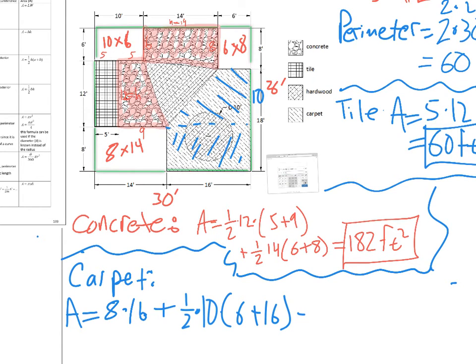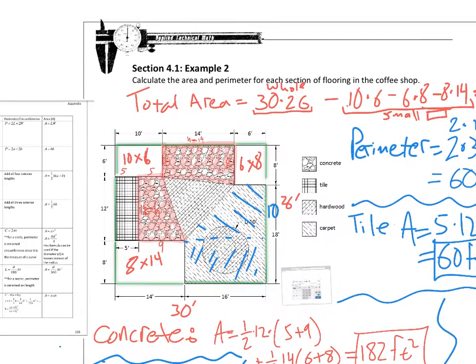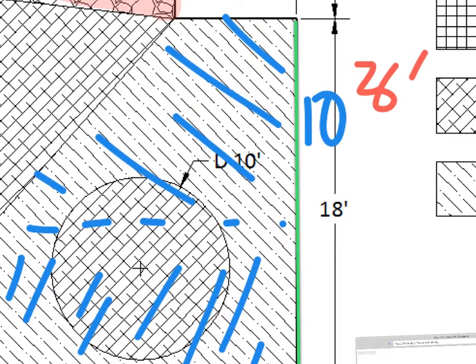We need to subtract the circle, all right? So what's the radius of the circle? You know what? I think it doesn't tell us, does it? We're not told. Oh, I'm sorry, it does. Yeah, it's hidden in there. See that in there? The diameter. So the diameter is 10 feet, and so the radius here has got to be 5 feet, okay? That radius is 5 feet.